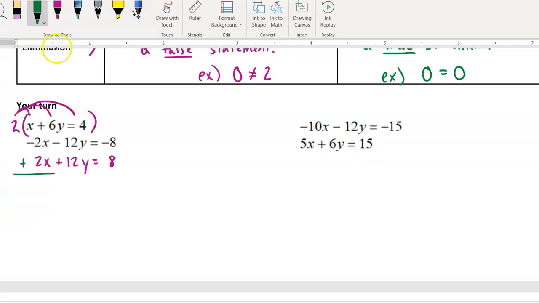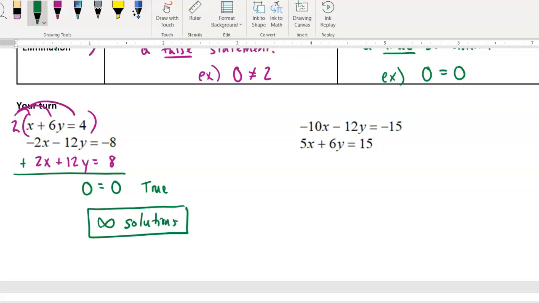So when we go to add these together, negative 2x plus 2x, well, that's 0. There's no x's. Negative 12y plus 12y, that's also 0. So the entire left side is 0, and the right side, negative 8 plus 8, is also 0. So that is a true statement. So this means that they are parallel lines, or there are infinite solutions. Or not, I'm sorry, not parallel lines, they're overlapping lines. So these are overlapping lines, so there are infinite solutions.